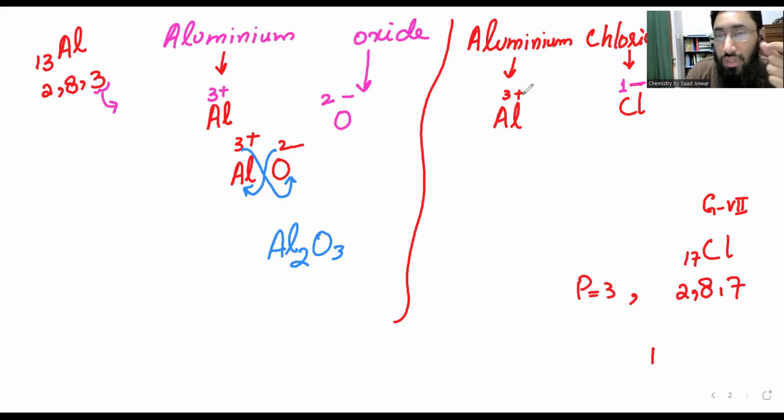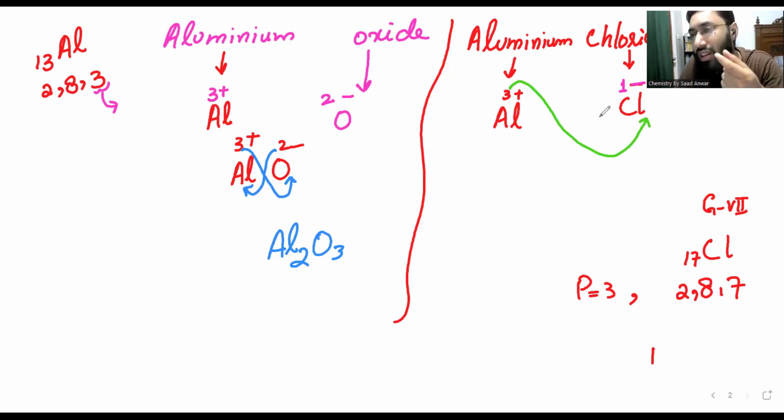We don't need to transfer the charge. We just need to transfer the digit, the number. Here we have plus 3, so we transfer this 3 here. Here we have 1, and when we have 1, we don't need to write it. The final formula will become AlCl3. This is aluminium chloride.